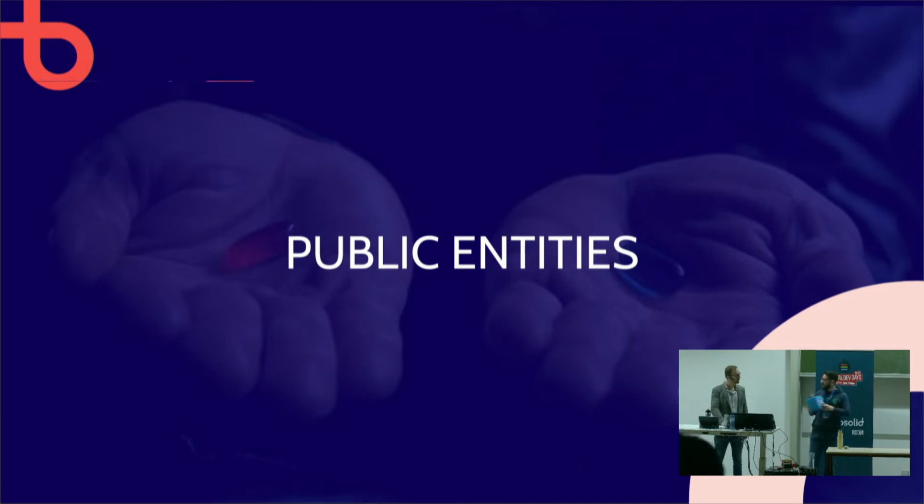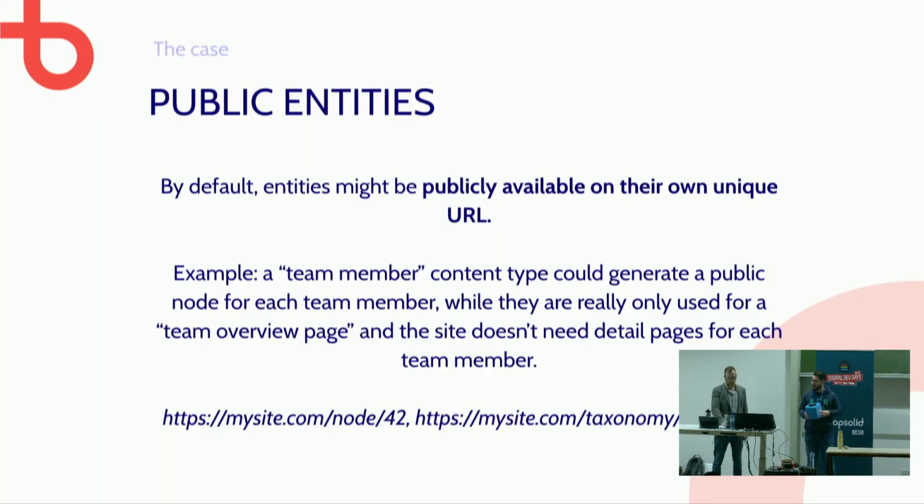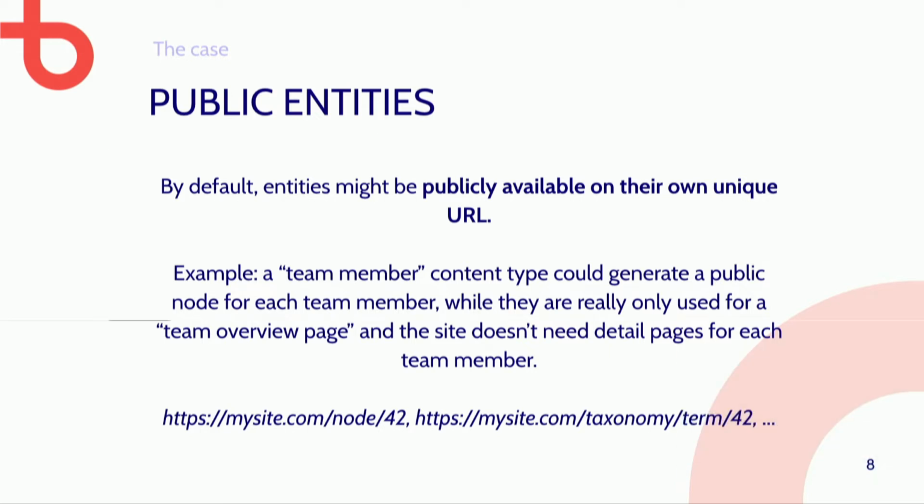Okay. First up, let's discuss public entities. So by default, entities might be publicly available on their own unique URL. So for example, if you have a team member content type, each team member could have their own separate, publicly available page, while maybe that isn't really necessary. Maybe you don't need your team members to have separate detail pages. Maybe it's enough to have all the team members just on an overview page, and they don't need their separate detail pages.